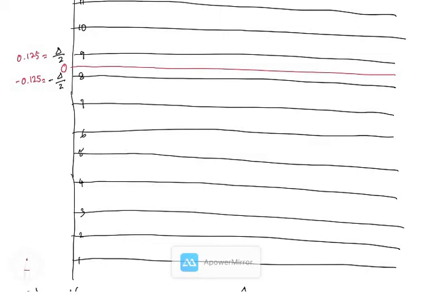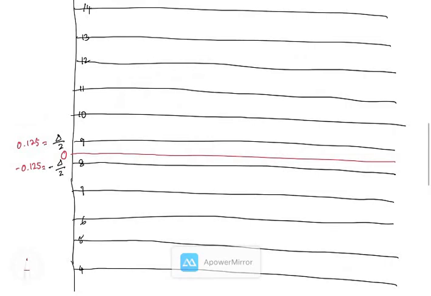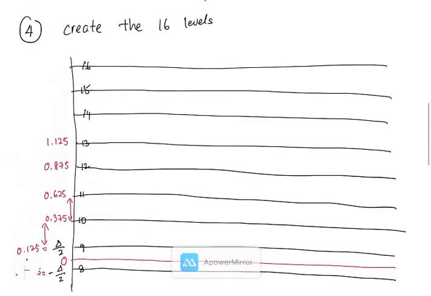From step 3, we know that each quantization step is 0.25, the difference. So you add up 0.25. Then what is the value? 0.375. And then add up another 0.25, you will get 0.625. Add up again, you get 0.875. This one you get 1.125. Okay, until the end. Then this one you get 1.375, 1.625, and then this one is 1.875.